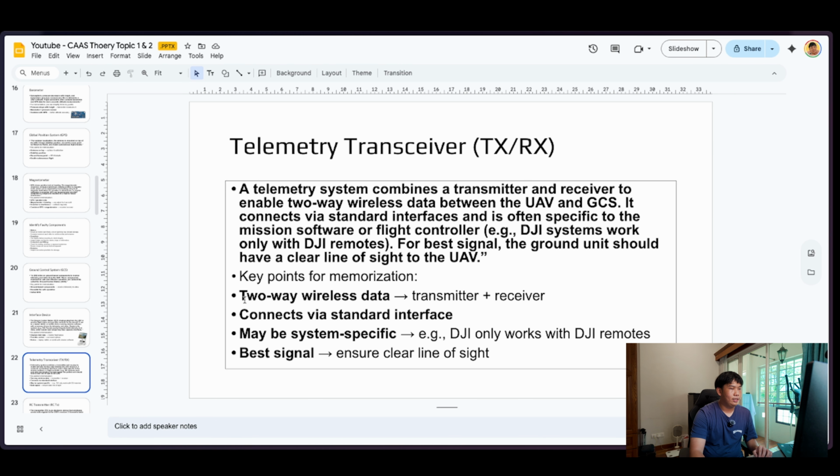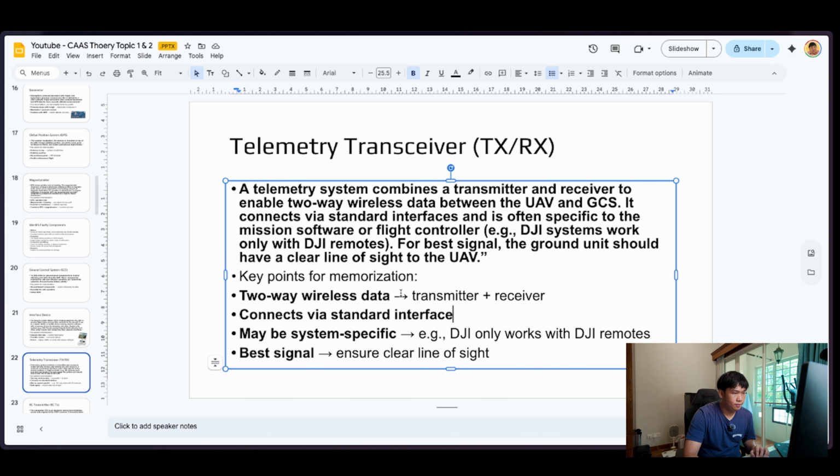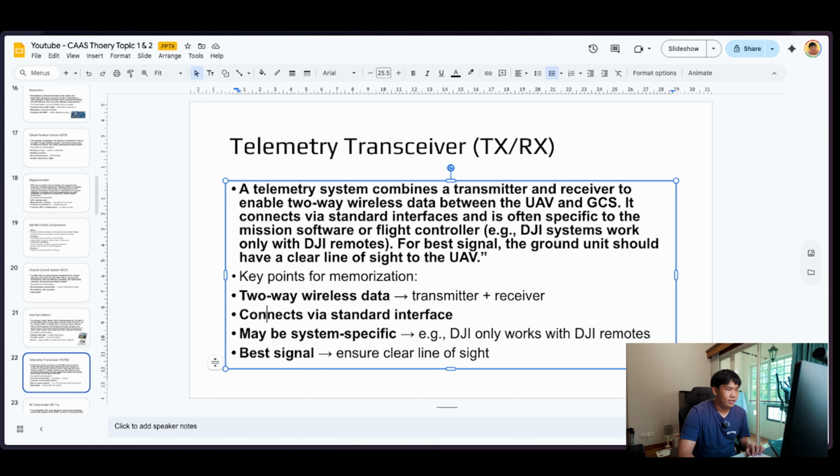The two-way wireless data transmitter plus receiver, please remember this, and it connects via a standard interface. Okay, maybe system specific. Example, DJI only works with DJI remotes. Ensure you have clear line of sight.